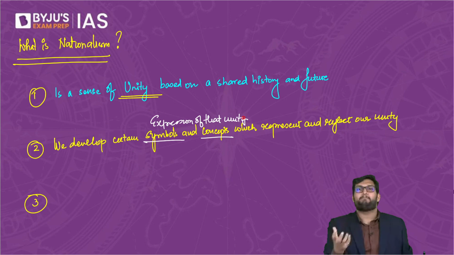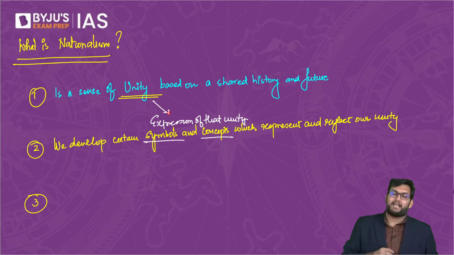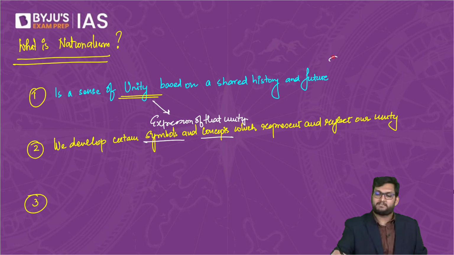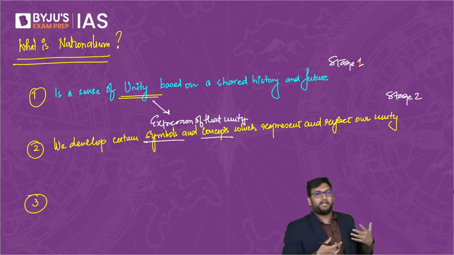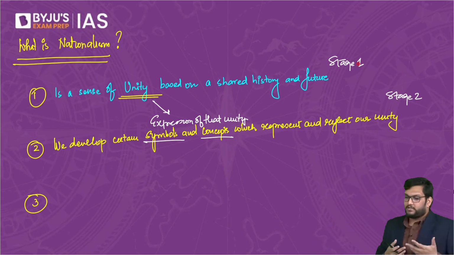We all have symbols which we think go beyond our regional identities. Be it in Kanyakumari or Jammu, Arunachal Pradesh or Gujarat, be it anywhere in India, the national flag is a shared symbol which expresses our unity. So only when we try to express our unity do we believe that nationalism is reaching the second stage. This is stage 1, this is stage 2. Can you imagine the process I'm telling you? First is this unity, and thereafter this unity getting expressed in symbols and concepts.